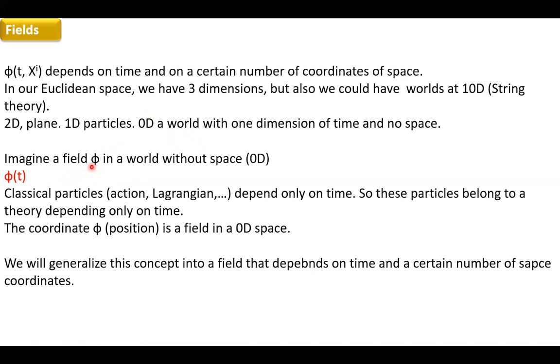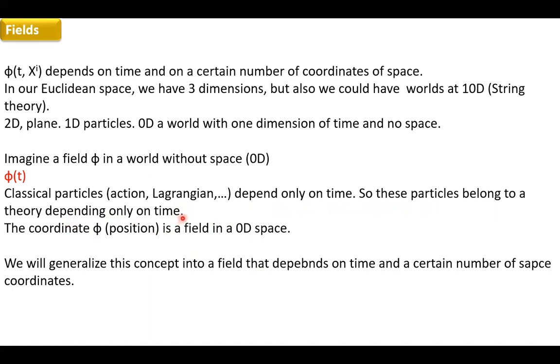So let us imagine a field phi in this type of 0D space. So phi, the field phi, will only depend on time. So phi would only be a function of t. Let's take classical particles, for example, and calculating the actions, the Lagrangian, etc. They all depend on time, and they only depend on time. All these quantities in classical particles, the position, the velocity, the acceleration, or any physical quantity in classical mechanics, depend only on time. So actually, these particles belong to a theory of fields, or a theory depending on only time.